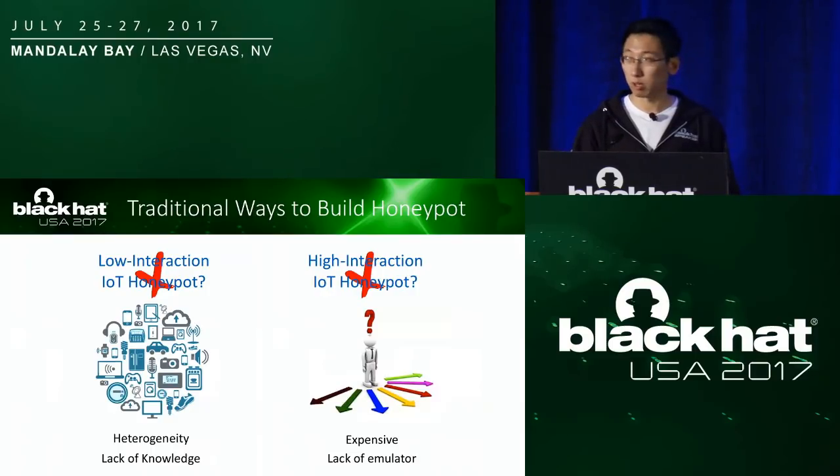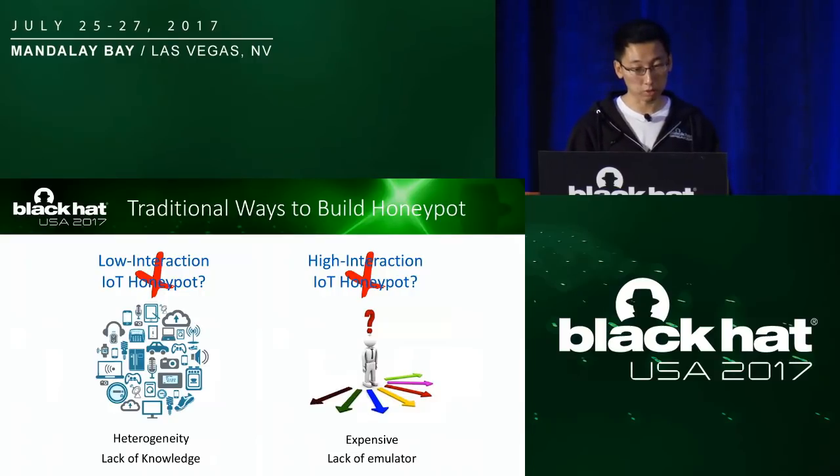The most straightforward way to build an IoT honeypot could be just to purchase all kinds of IoT devices, from the IP camera to the auto vehicles, and use the physical devices to build a honeypot. It works in theory, but in practice, at least for us, our budget cannot afford to purchase all of them. So this way doesn't work for us.